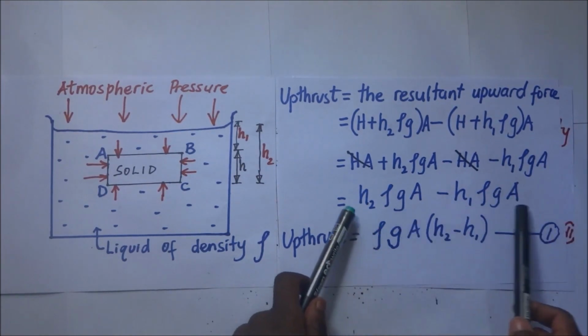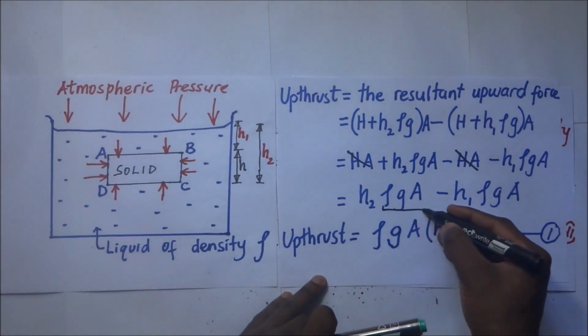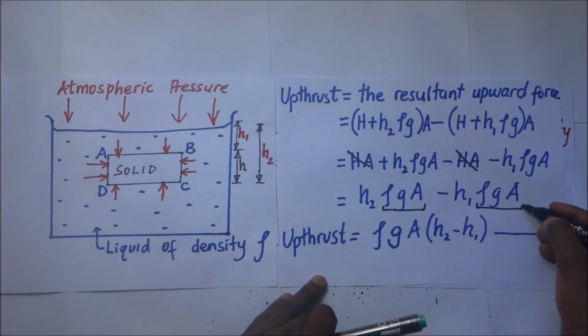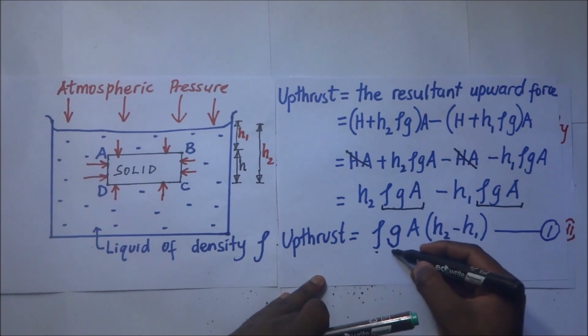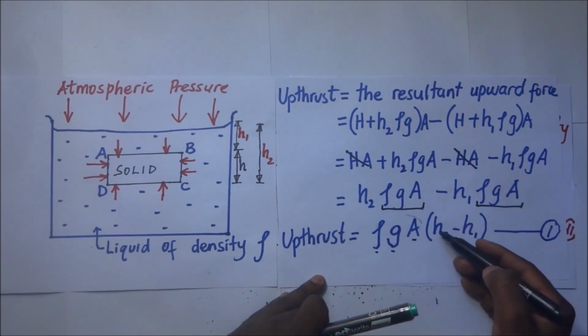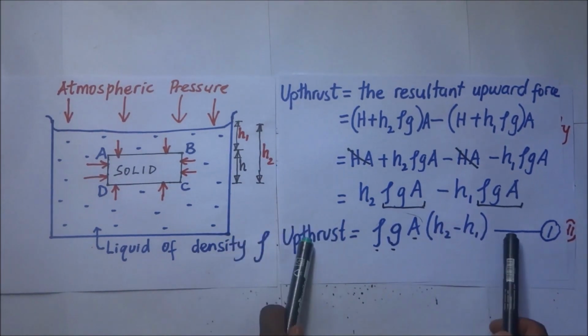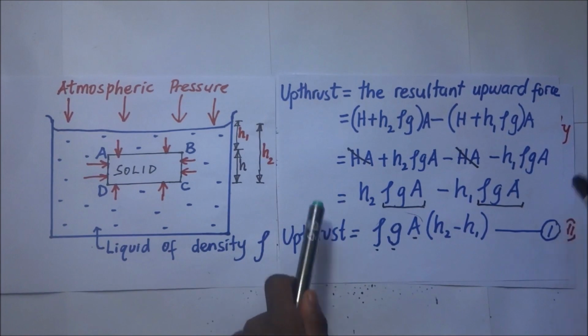So you find that we have an expression here where these terms are the same. We factor them out. That is the density of the liquid times the acceleration due to gravity times this cross-sectional area outside the brackets, into h2 minus h1. And now this is our expression for upthrust, and we call that our equation 1.